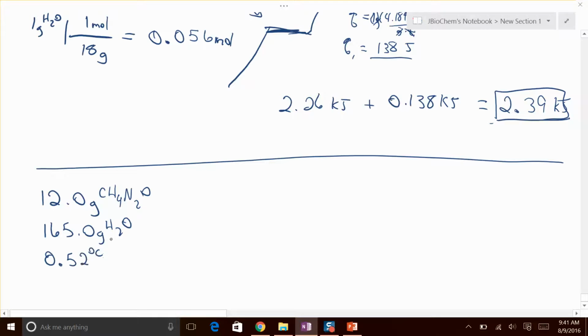0.52 degrees Celsius per molality. Okay, so the equation is delta TB equals KB times molality times i, which we don't have to worry about here because, what's the van't Hoff factor? 1, because urea is a covalent compound. Okay, so the van't Hoff factor is 1. So we just need the KB times the molality.